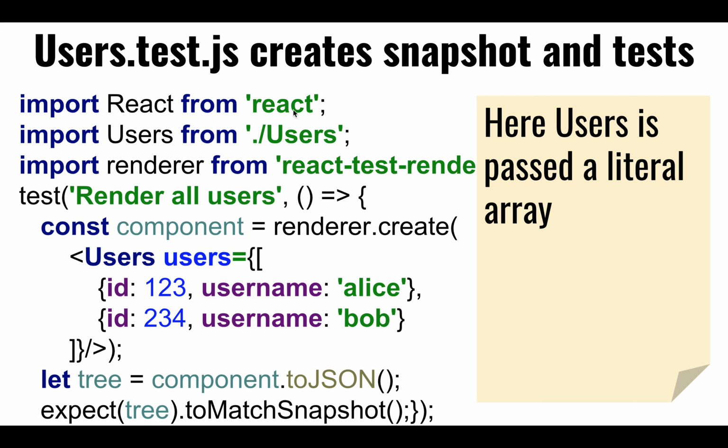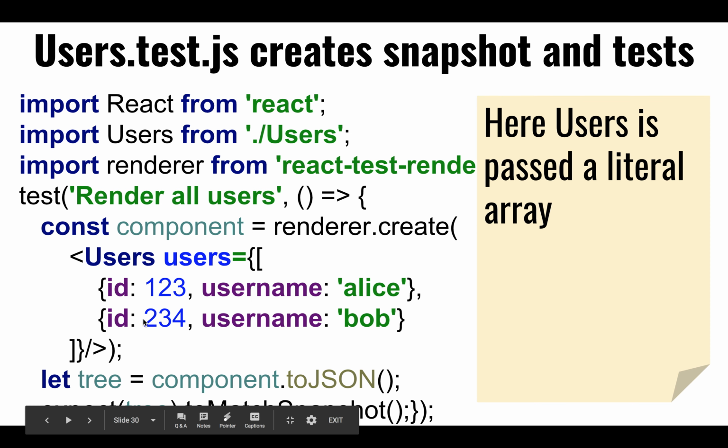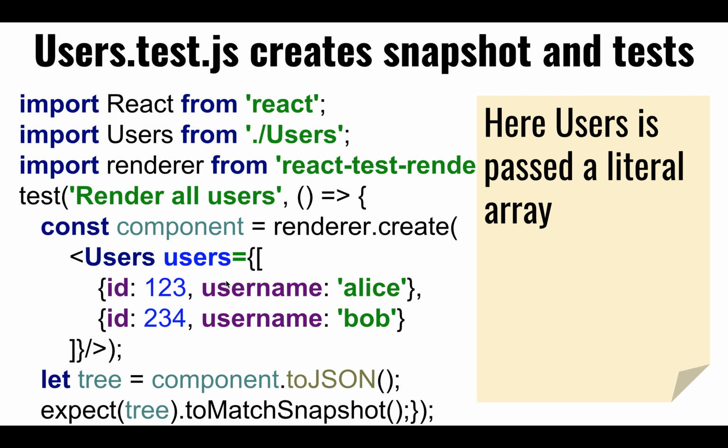And that users component, we're going to render it to see how it renders when we give it a known input. Here we are hard-coding that input, Alice and Bob. What I expect is that there will be one UL that contains two LIs, containing the values Alice and Bob. And we're going to create a snapshot and make sure that you are indeed rendering what I expect.